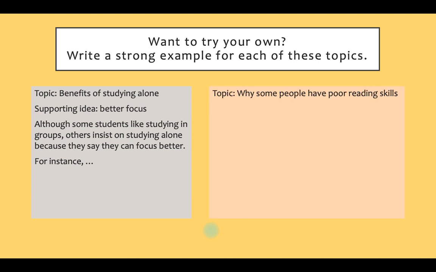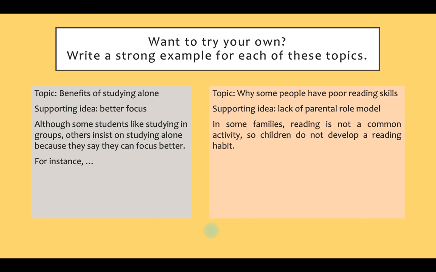The other one, why some people have poor reading skills. Supporting idea is a lack of parental role model. In some families, reading is not a common activity, so children do not develop a reading habit. For example, so if you want, pause the video and take a few minutes to write a strong example of your own for each of those topics. And then I will show you ones that I wrote.